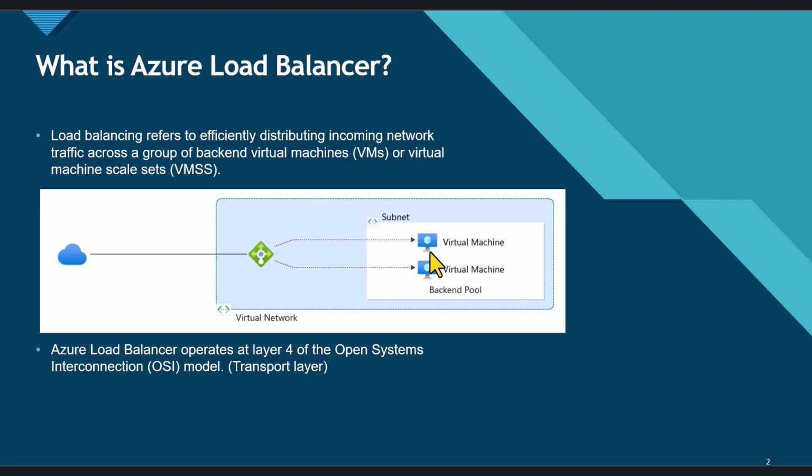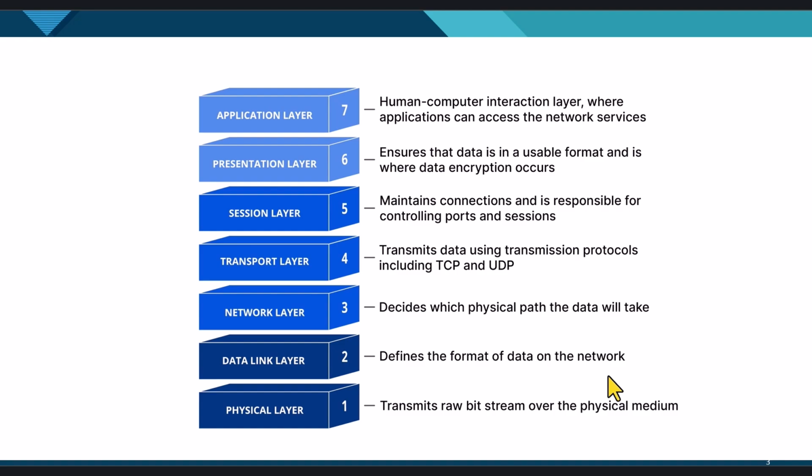Now bear in mind that Azure Load Balancer operates at level 4, which is the transport layer. I've got a diagram here that explains the OSI model in case somebody needs a refresher, but most of you should be familiar with the OSI layers. So Azure Load Balancer works at the transport layer, level 4.